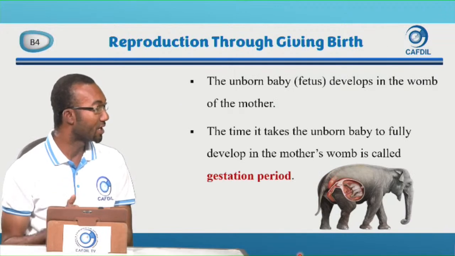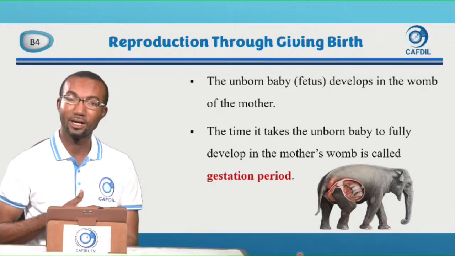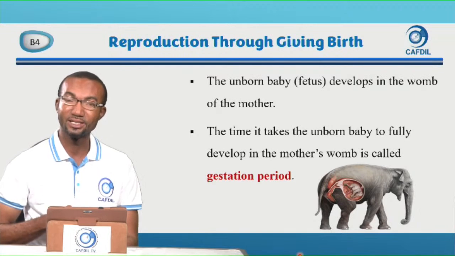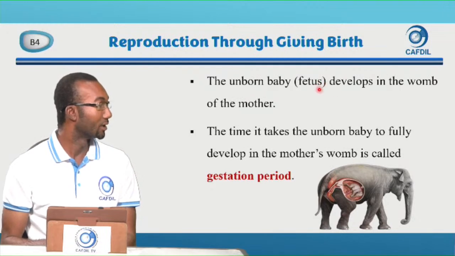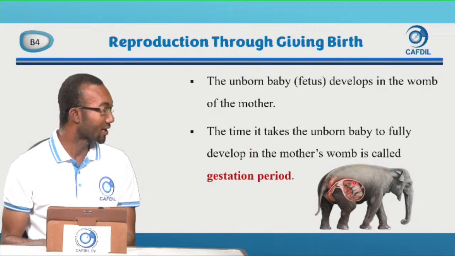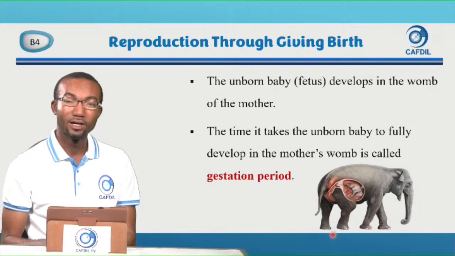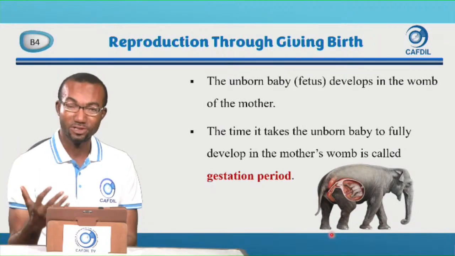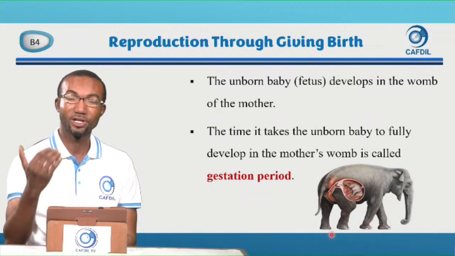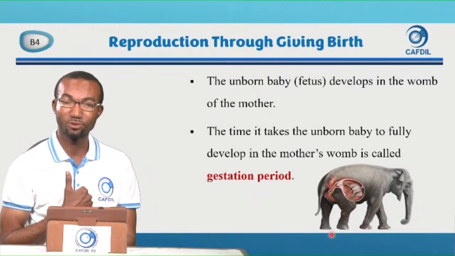The unborn baby, when the young living thing is in the womb of the mother, we call it the fetus. It develops in the womb of the mother. So if you take this elephant, you see that the young elephant is here. Where the elephant lies right now is what we call the womb of the mother. It takes some time before the fetus matures, before it comes out of the mother, and that process is what we call giving birth.